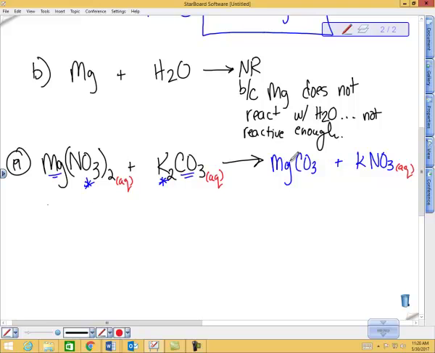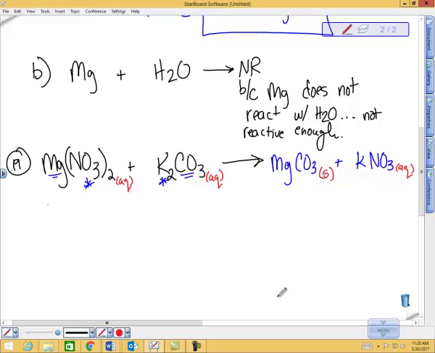But is magnesium an alkali metal? No. He's element 12. He's in the second family. Those are called alkaline earth metals. So he's not an exception. He's no good. So he's solid. All right, so let's come into number 19.